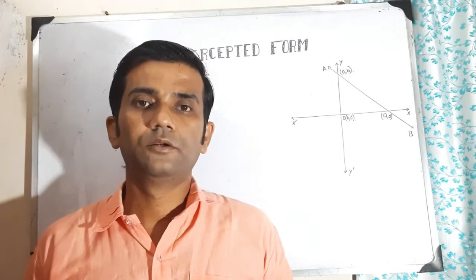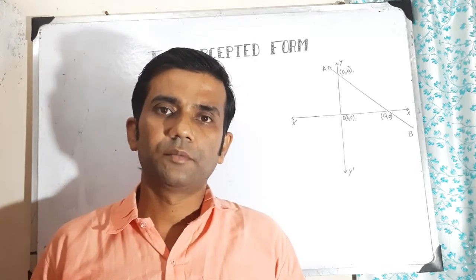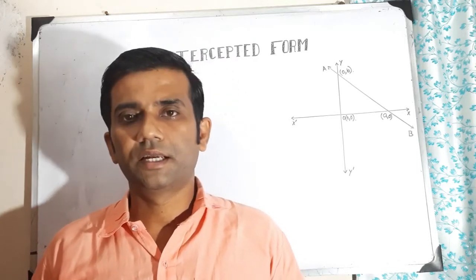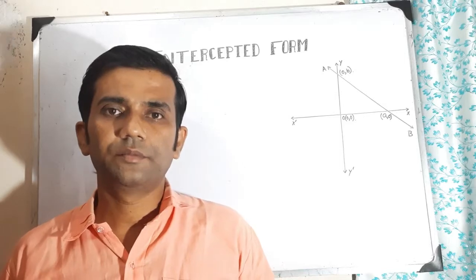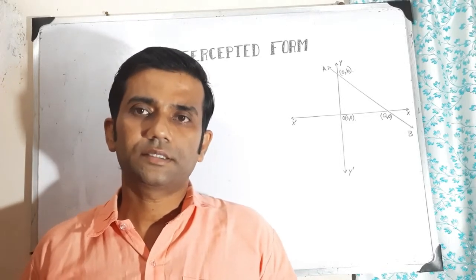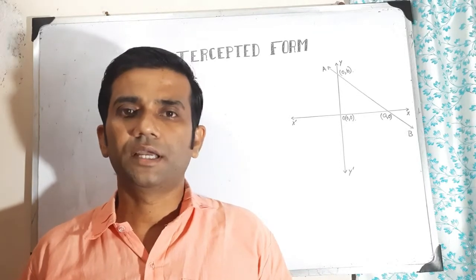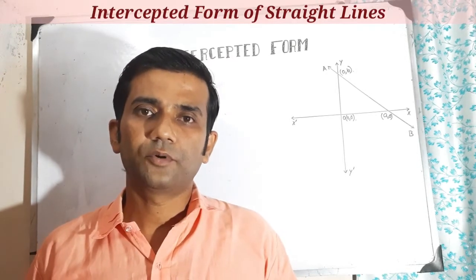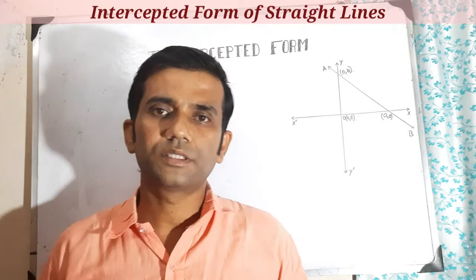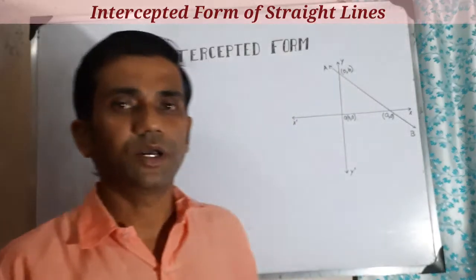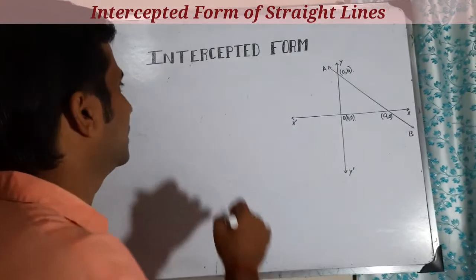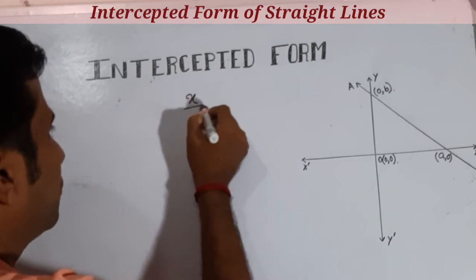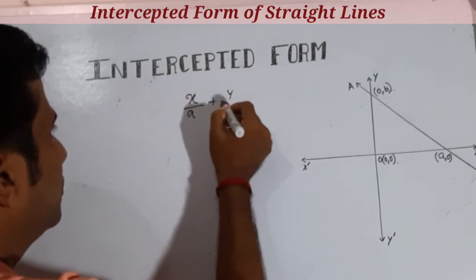Today we are discussing the intercept form of a straight line. Intercept form of a straight line means if a straight line cuts the x-axis at a point (a, 0) as well as the y-axis at a point (0, b), then the equation of the straight line is x/a + y/b = 1.